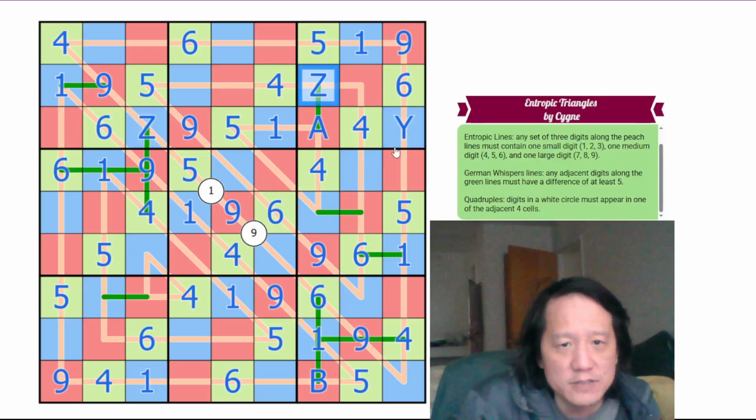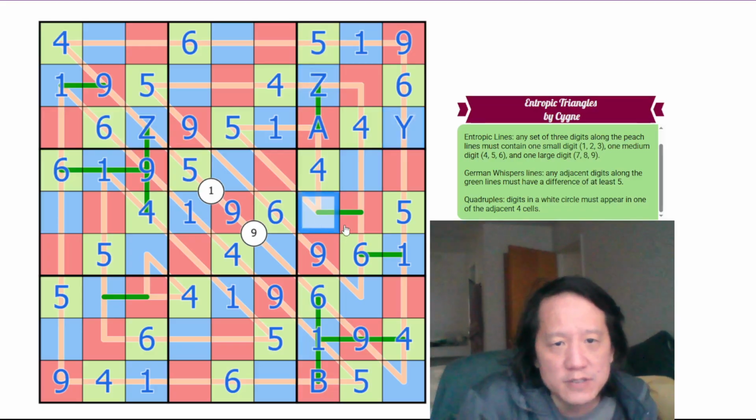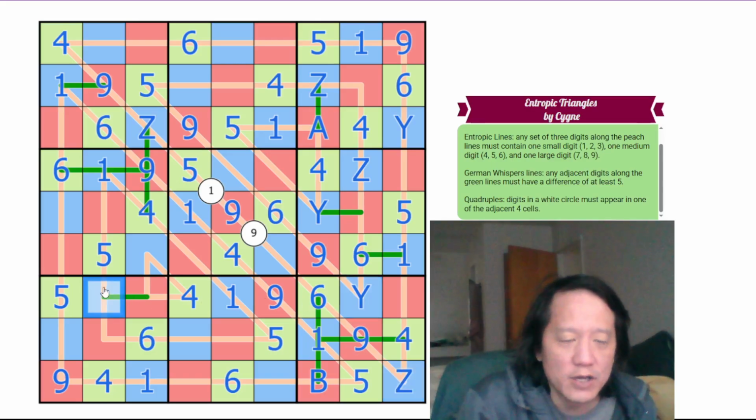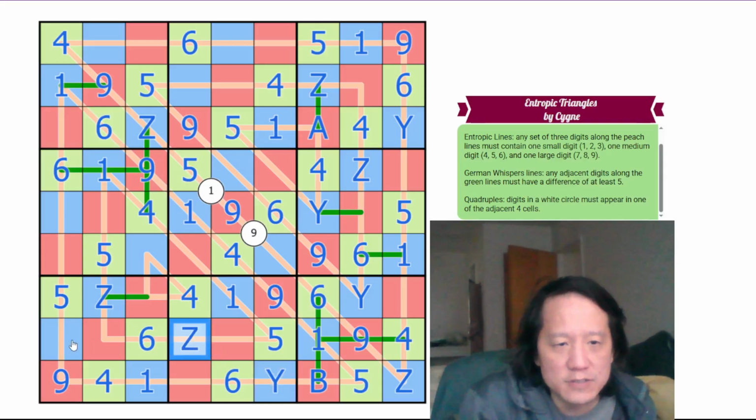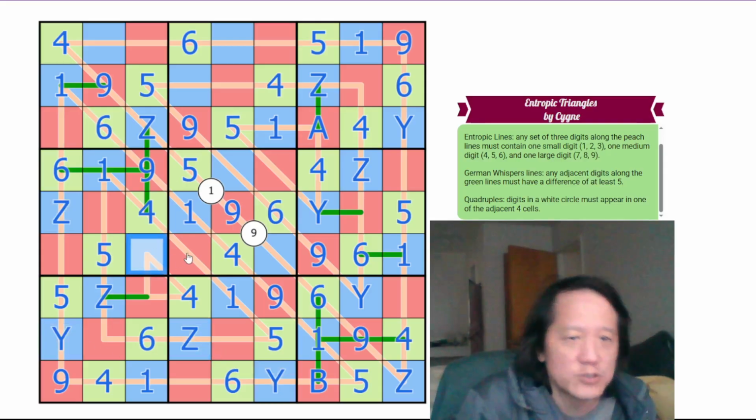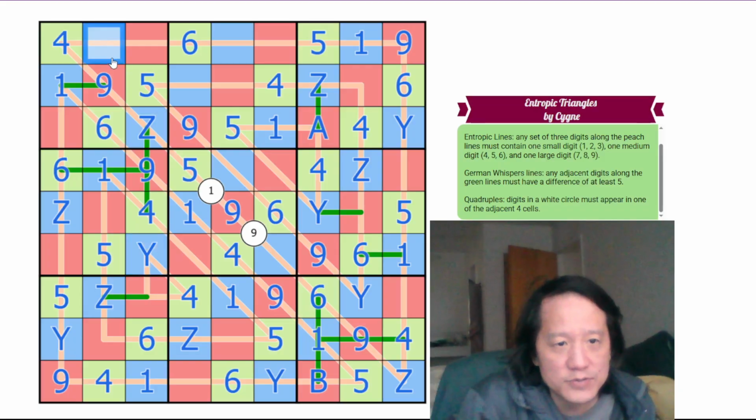We have Y, Z, Y, Z. So this can't be Z. That's Y, which makes this Z, which makes this Y, which makes that Z. Y eliminates Y here, so that's Z. Z eliminates Z here, so it's Y, which makes that Z, which makes this Y, which makes that Z, which makes that Y. This is Y also, which makes this Z, which makes that Y, and that makes that Y.